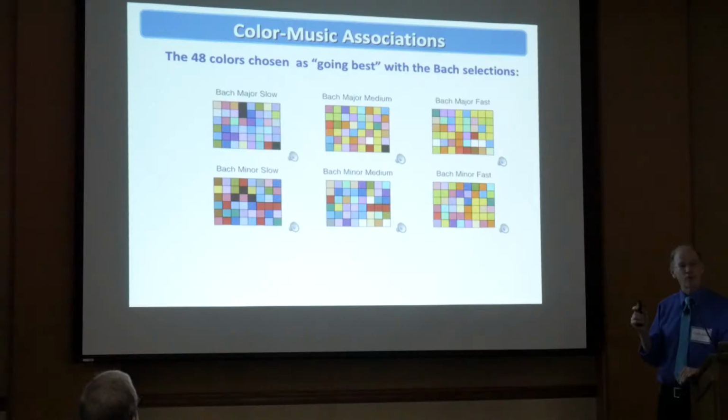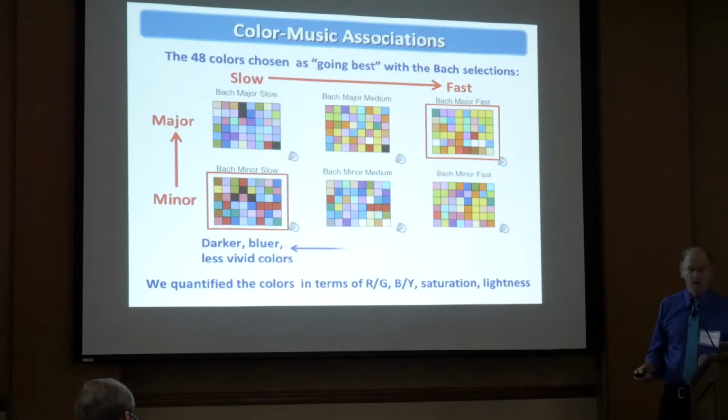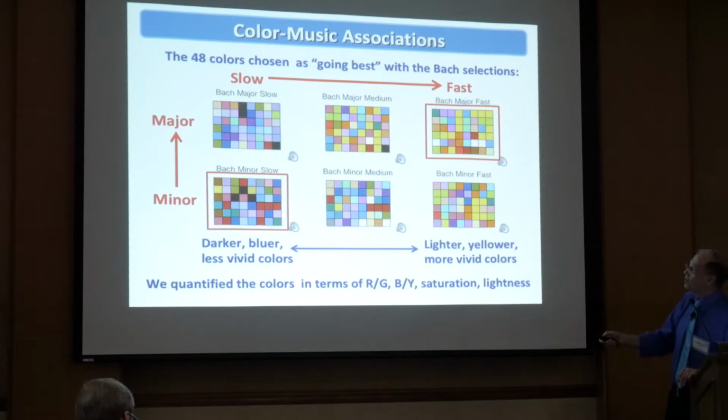Okay, I love showing this slide. These are the data. This is showing you the first pick for the best fitting colors for each of these Bach pieces. I played you the major fast and the minor slow, and you can see that those colors are not the same. In fact, the ones that are slower and more minor are darker and bluer and less vivid, that is more gray. And the ones that are faster and major are lighter and yellower and more saturated.